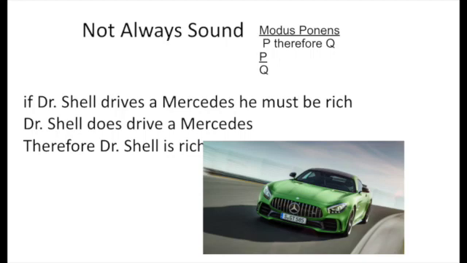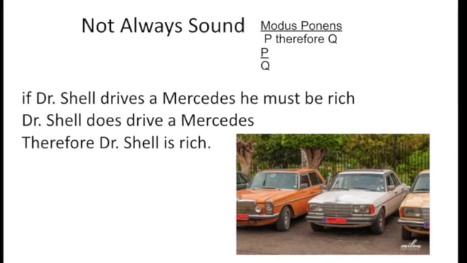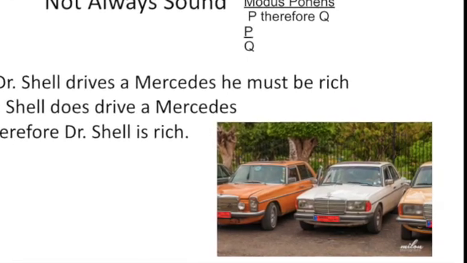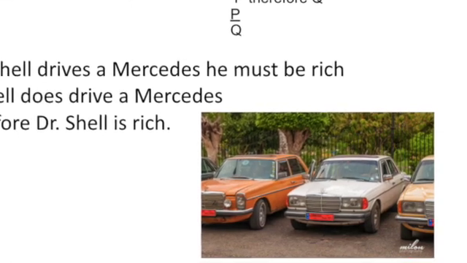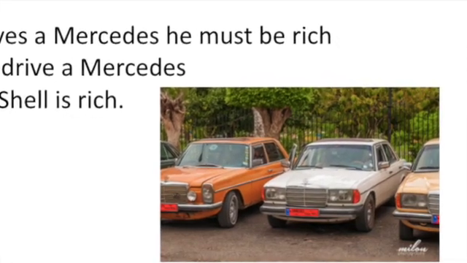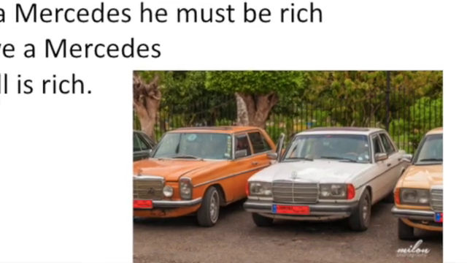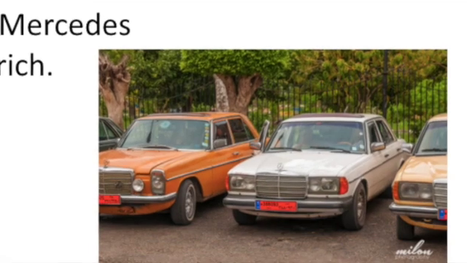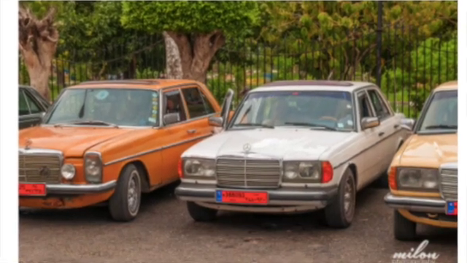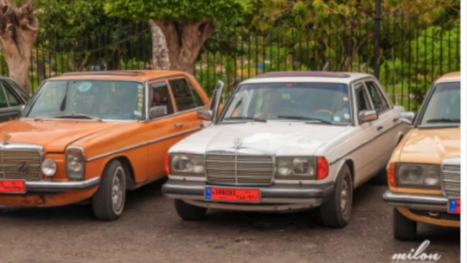It can be valid, but not sound. Okay, so if Dr. Shell drives a Mercedes, he must be rich. Dr. Shell does drive a Mercedes, therefore Dr. Shell is rich. The problem here is that there's an assumption in the first line, that everybody that drives a Mercedes must be rich. And as you can see in this picture, Dr. Shell did drive for a brief time an 80s Mercedes. It was actually a borrowed 80s Mercedes because my car was in the shop. That's how poor I was. So I was not rich driving a Mercedes. So the first premise is false, that all people who drive Mercedes are rich. It is a proper modus ponens argument, but one of the premises is false. Therefore, you cannot conclude the conclusion. You don't get the conclusion.